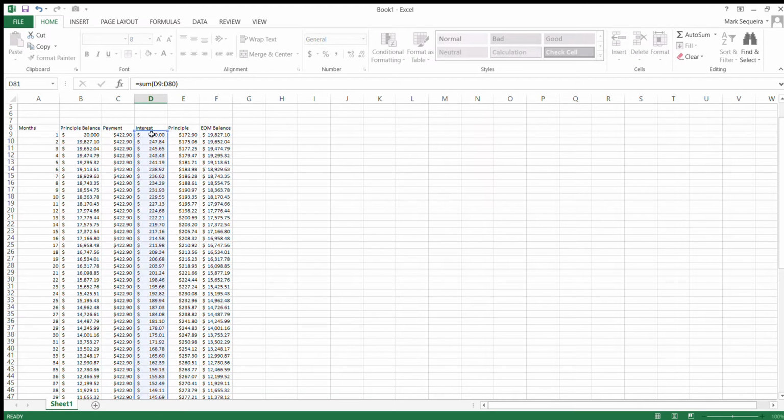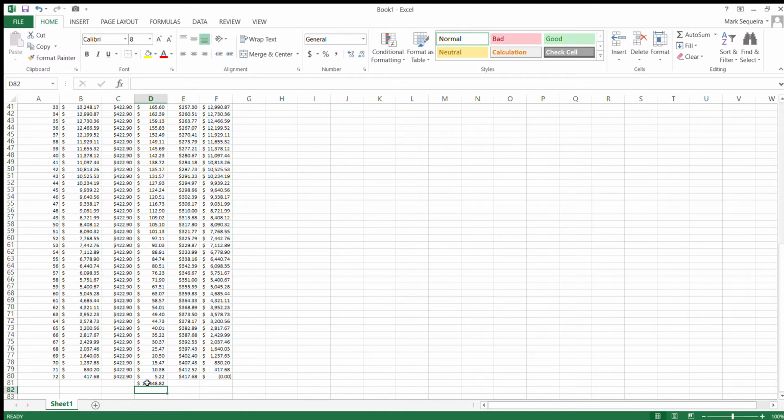Close our parentheses. Now what this says is that on top of the $20,000 that you had to pay back, you've also paid $10,448.82 in interest. It's pretty steep. So all in all, you've paid $30,448.82 for a car that was really only $20,000. This is the cost of not having cash up front. It's the cost of the money.